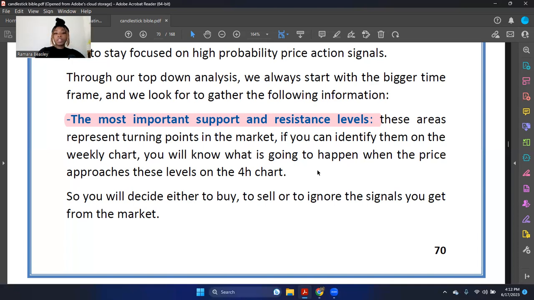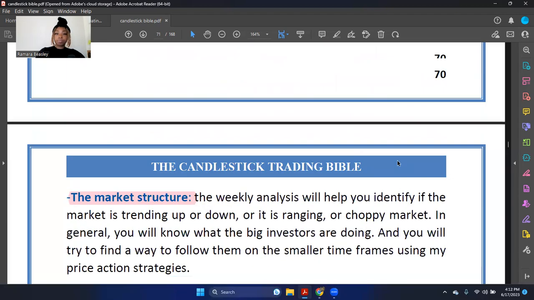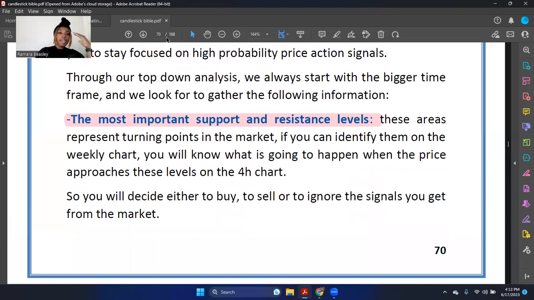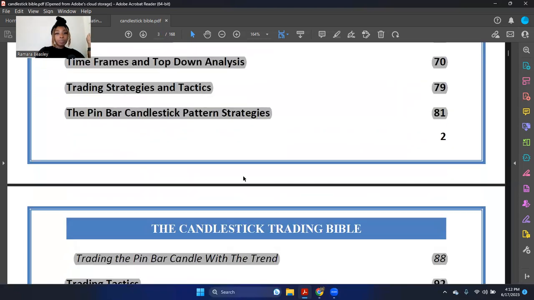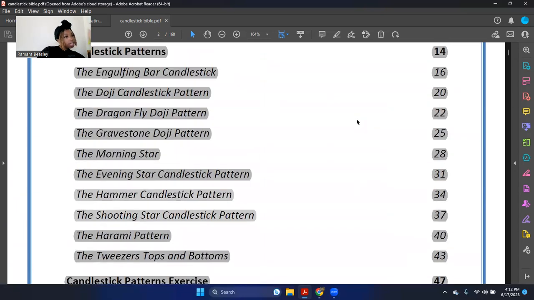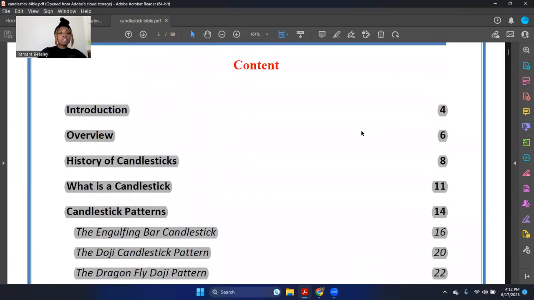So you would decide either to buy, to sell, or to ignore the signals you get from the market. All right. So, oh man, I forgot. If I'm a new trader, I forgot what support and resistance are. Have no fear. Everything is in the Candlestick Bible.